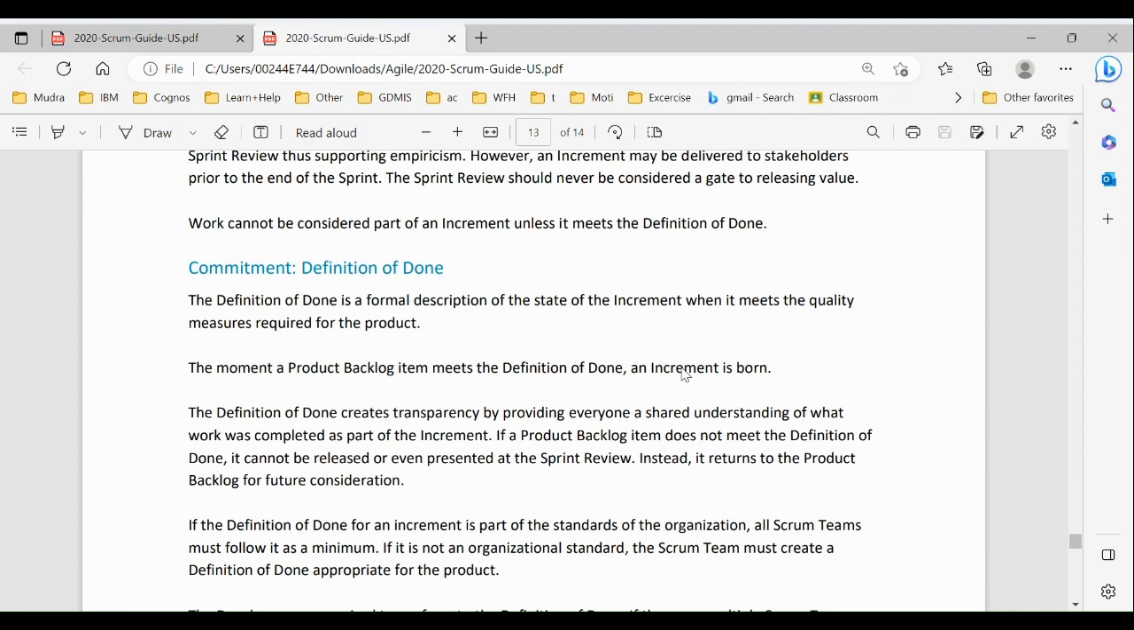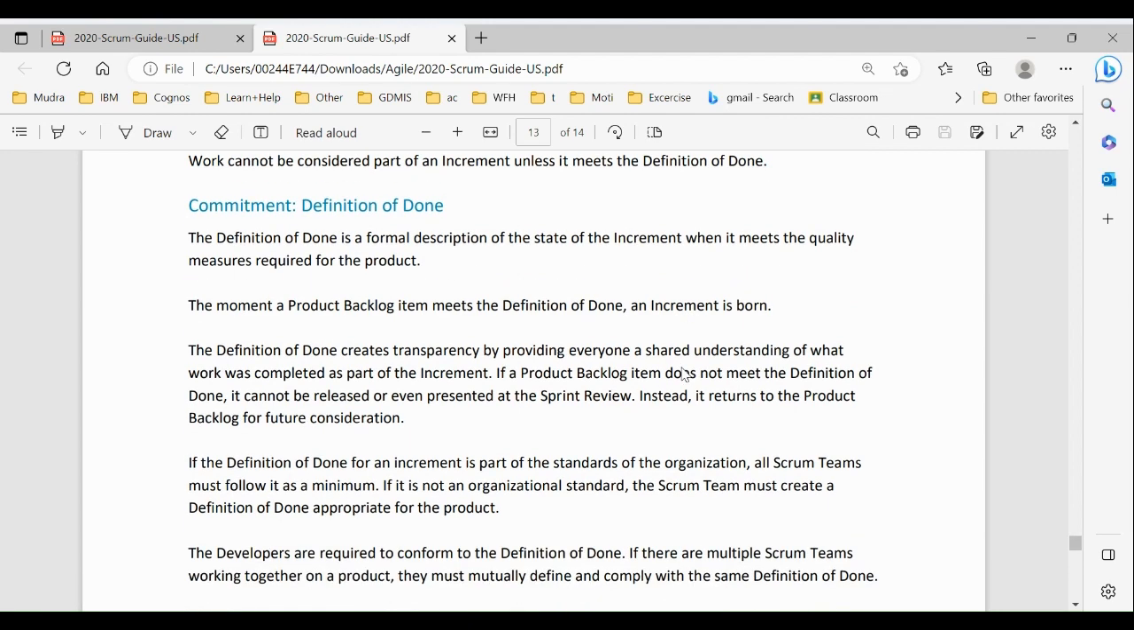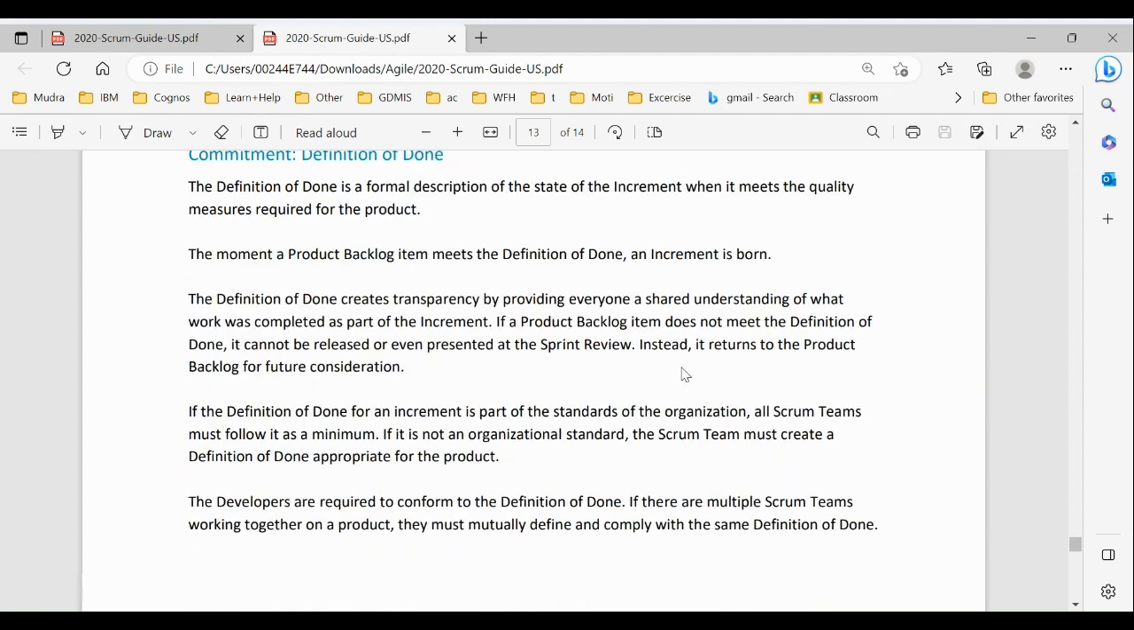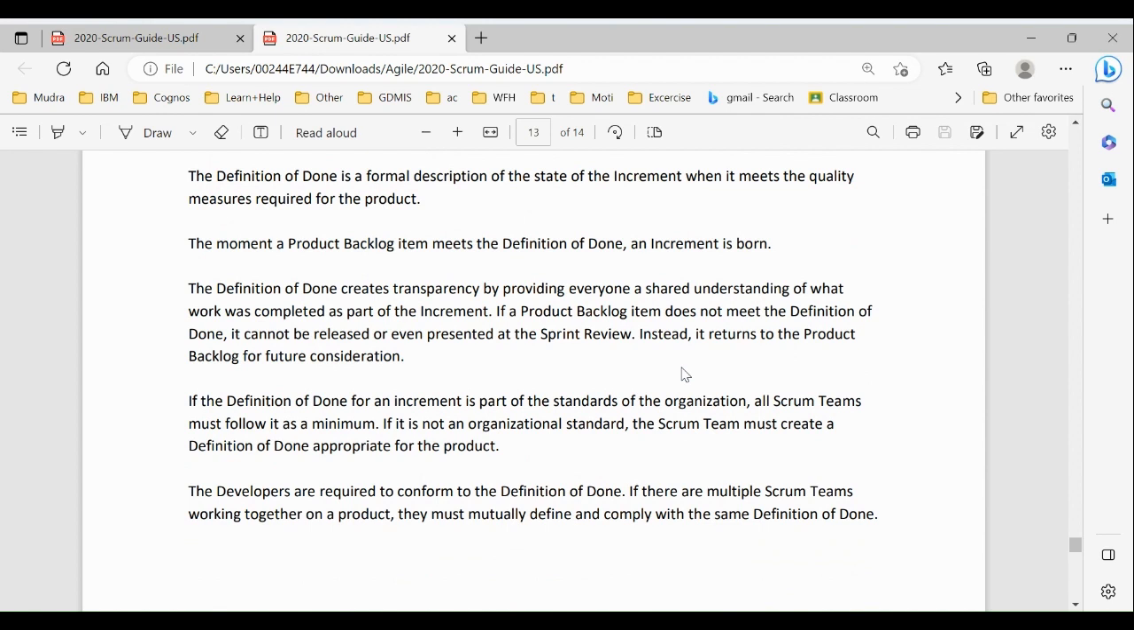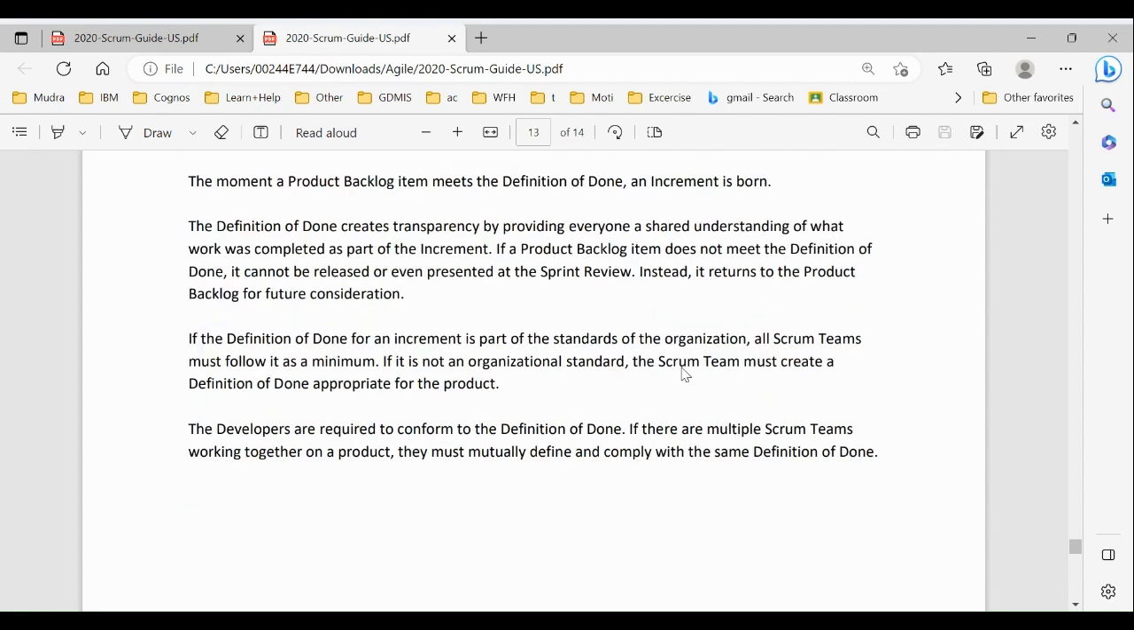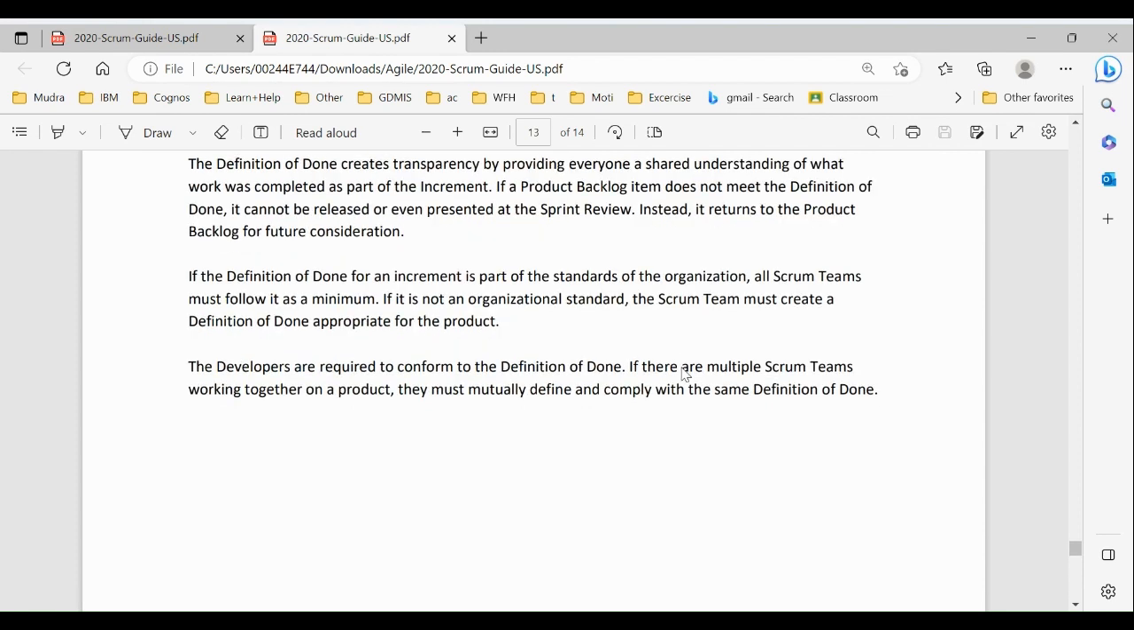Commitment: definition of done. The definition of done is a formal description of the state of the increment when it meets the quality measures required for the product. The moment a product backlog item meets the definition of done, an increment is born. The definition of done creates transparency by providing everyone a shared understanding of what work was completed as part of the increment. If a product backlog item doesn't meet the definition of done, it cannot be released or even presented at the sprint review. Instead, it returns to the product backlog for future consideration.